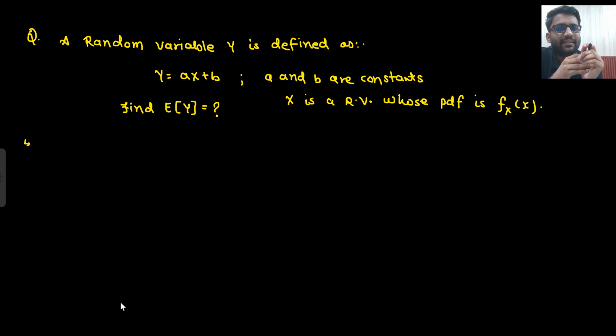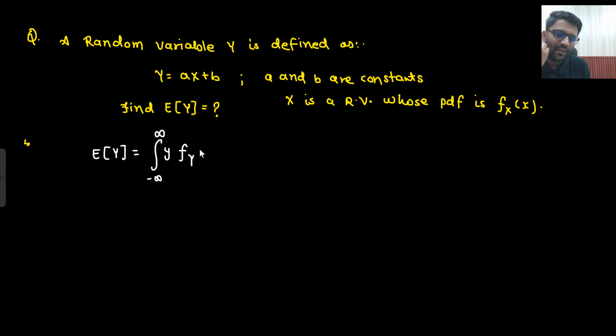So a random variable y is defined as y equals ax plus b. A and b are constants. X is a random variable whose PDF is fx of x. You need to find the expectation of y. So what will I do? Minus infinity to infinity. Here what is written? Capital Y, so small y. Now this is a function of y. So which PDF would I require? PDF of y I will require.